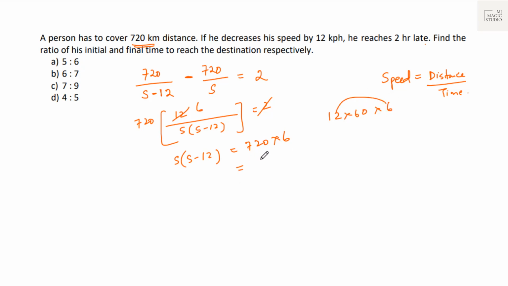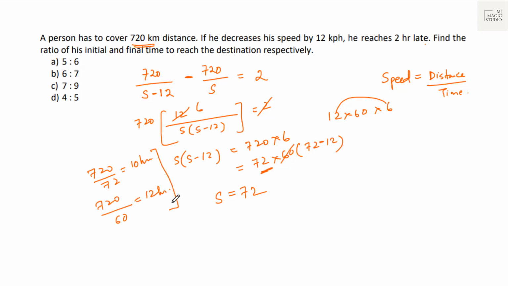Now 6 into 12 is 72. Bingo. So this is what we are getting, 72 into 60. 60 is 72 minus 12. That means s is 72. So time taken initially was 720 by 72, that is 10 hours. Now time taken is 720 by 60, obviously that is 12 hours. They ask to find the ratio of initial and final time. Initial and final time ratio is 10 is to 12, that is 5 is to 6. That is option A.